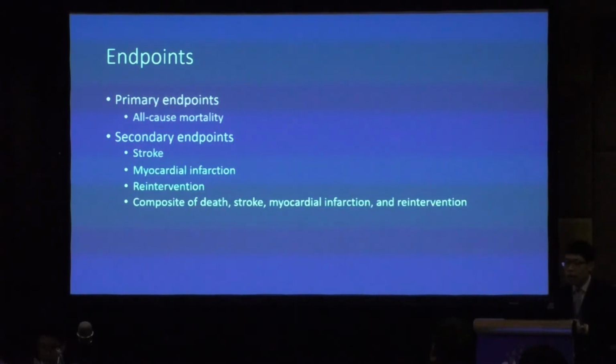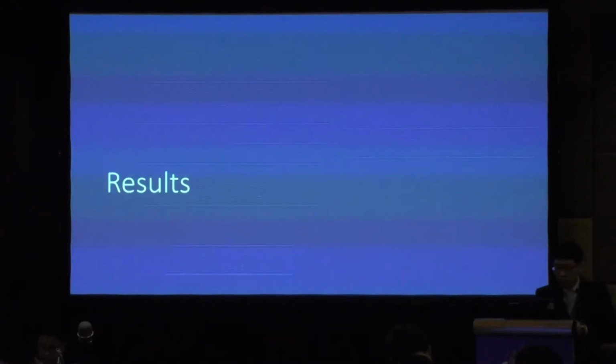The primary endpoint is all-cause mortality. The secondary endpoints consist of stroke, myocardial infarction, re-intervention, and a composite of death, stroke, myocardial infarction, and re-intervention. So let's go to the results.